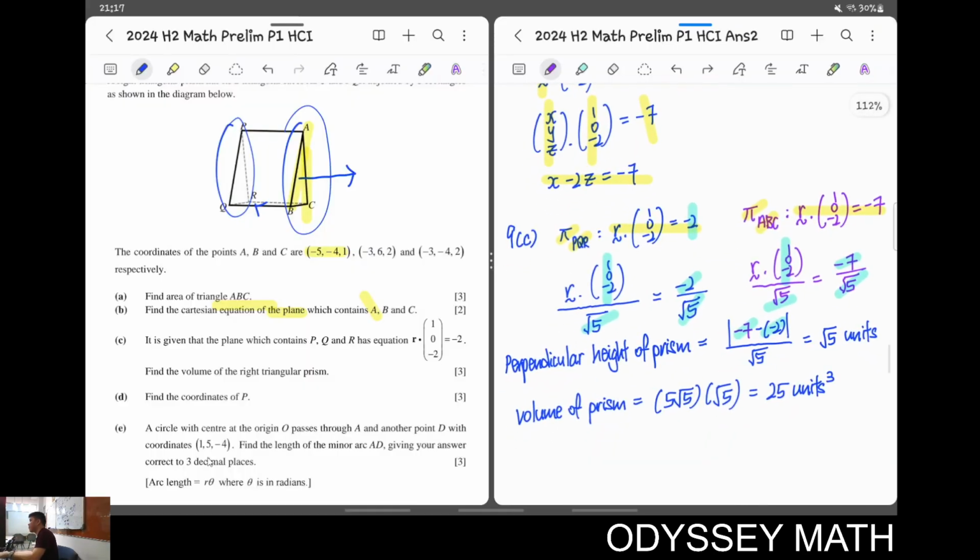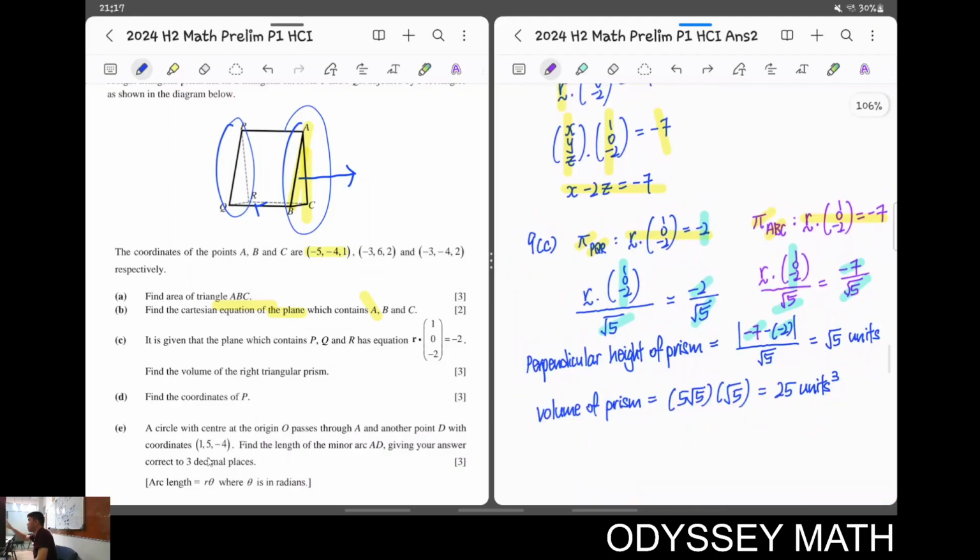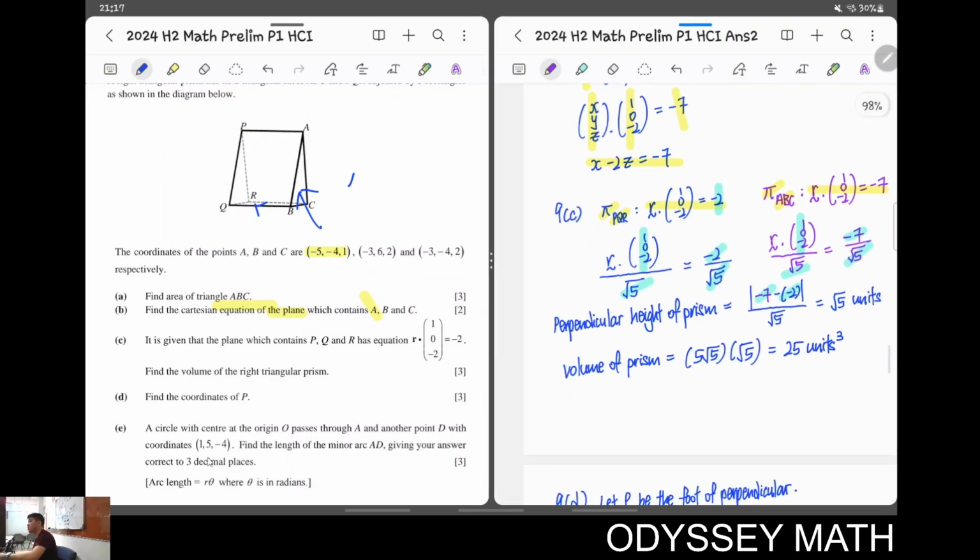It's a matter of the math works out. Don't worry, I proved it. So once you have the perpendicular height of the prism, the volume of the prism is just the cross-sectional area, which is the area of triangle ABC, 5 square root 5, times square root 5, the perpendicular height. That will be the volume. Put units cubed. Any question?